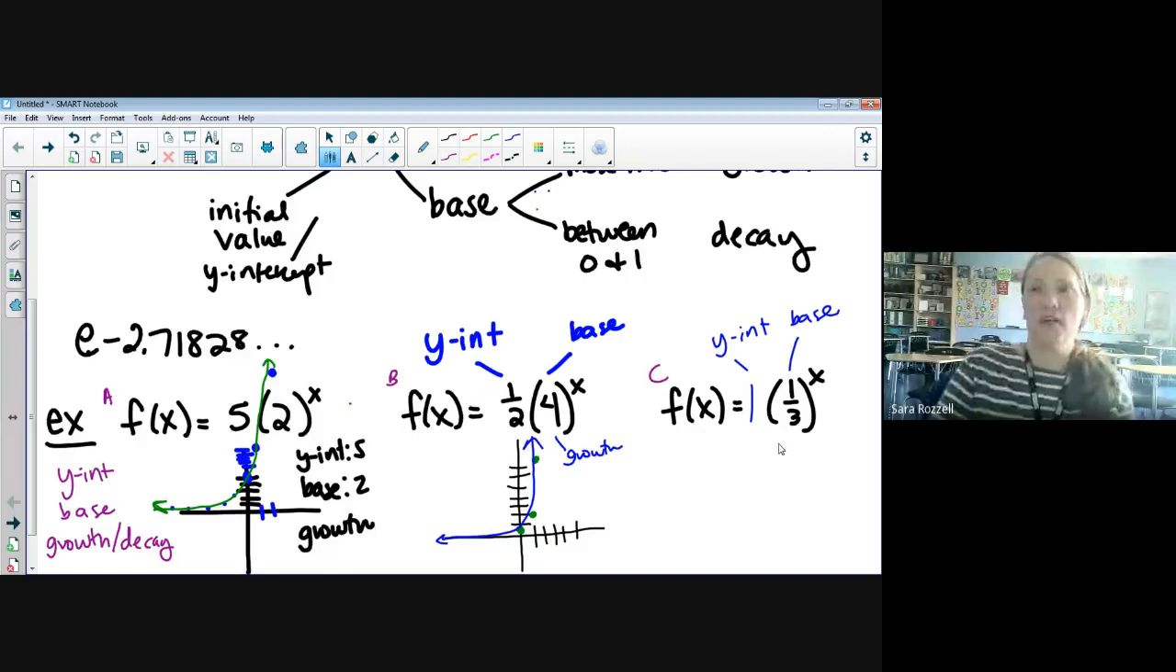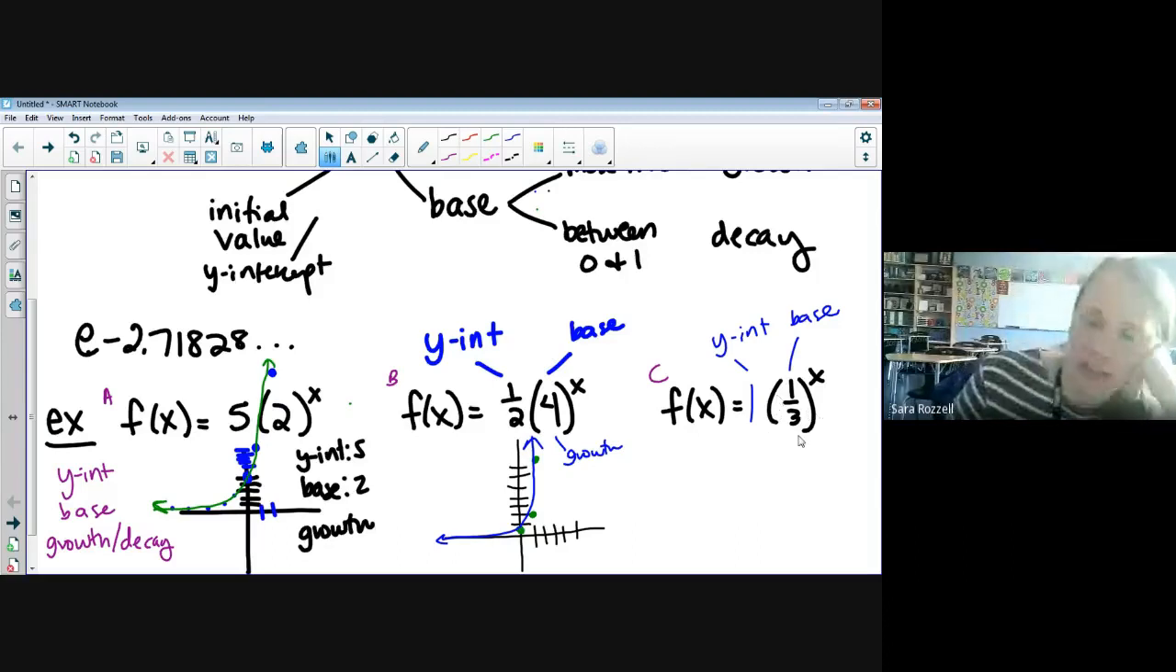Is that going to be a growth or a decay if we're shrinking them by a third? We're getting bigger or smaller? We're going down, we're getting smaller. This is a decay.